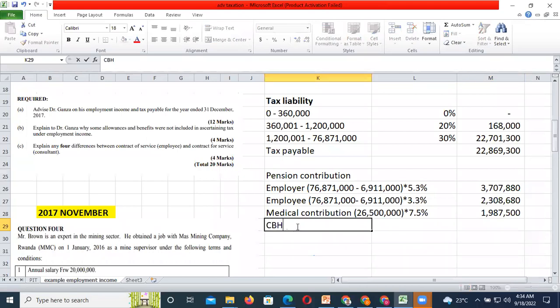I think now I can compute my CBHI. It will be 76,871 minus pay, which is 22,869,300, minus our pension, which is 2,308,680, minus the medical, which is 1,987,500, times 0.5%.